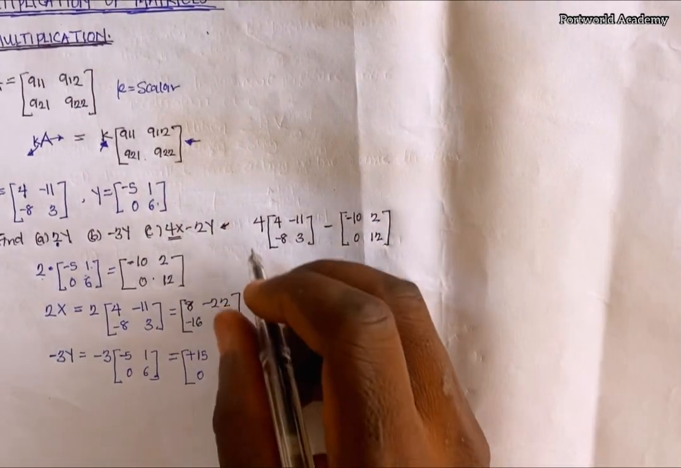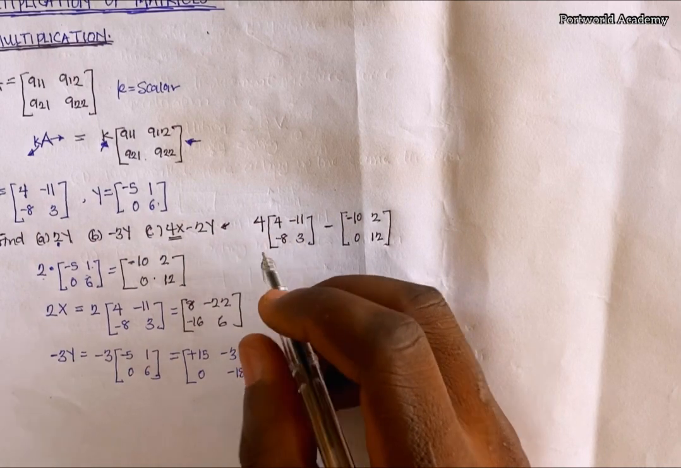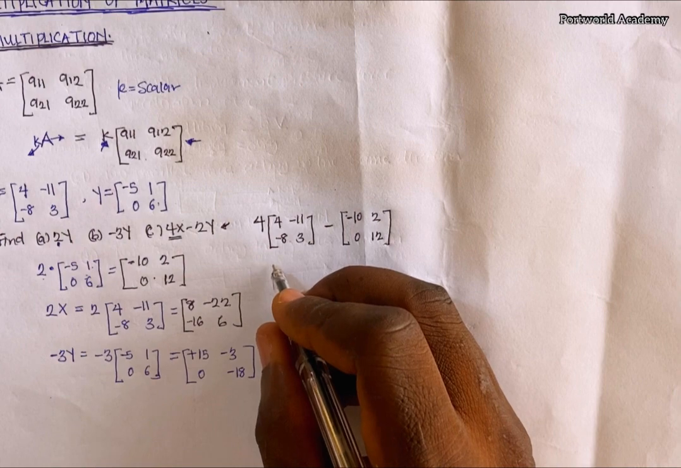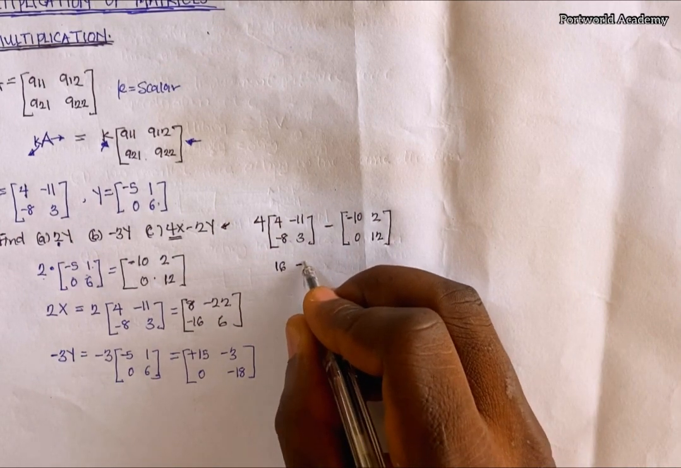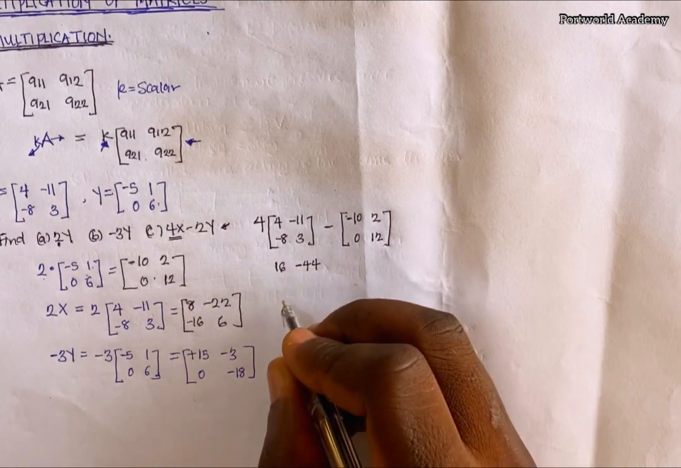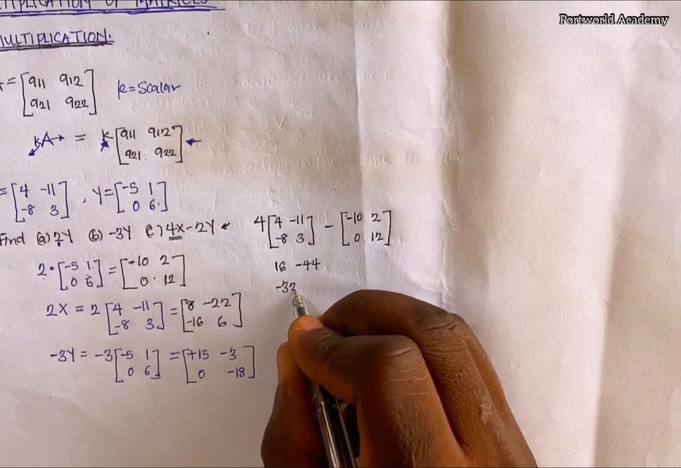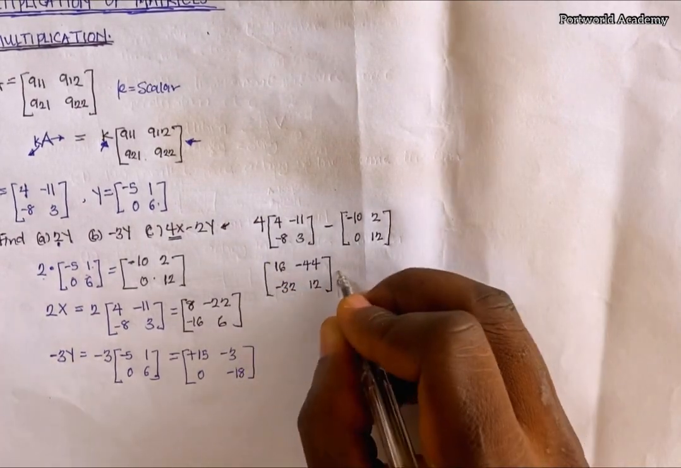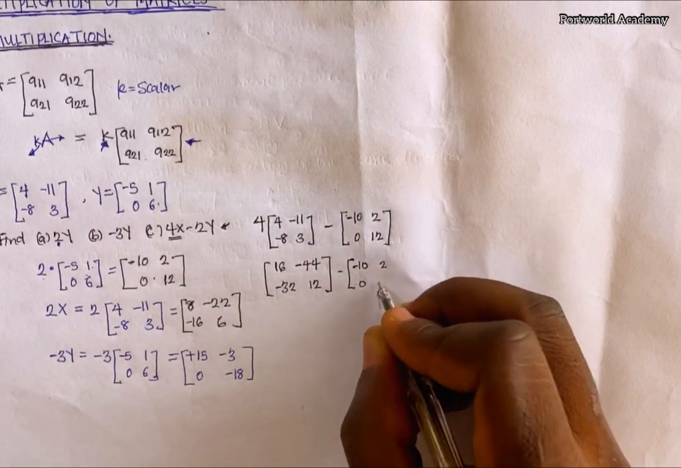So let's go ahead and do this. Let's use this magnitude to multiply each element that is present in the matrix, right? So here we'll be having 4 multiplied by 4, that's actually 16, right? 4 multiplied by minus 11, that's minus 44. So 4 multiplied by minus 8, that's minus 32. So 4 multiplied by 3 is actually 12, right? So that's just it. Then go ahead and subtract it from minus 10, 2, 0, and 12.